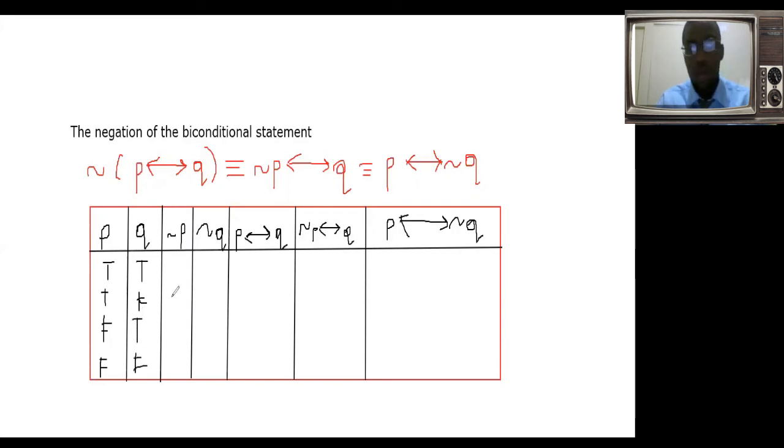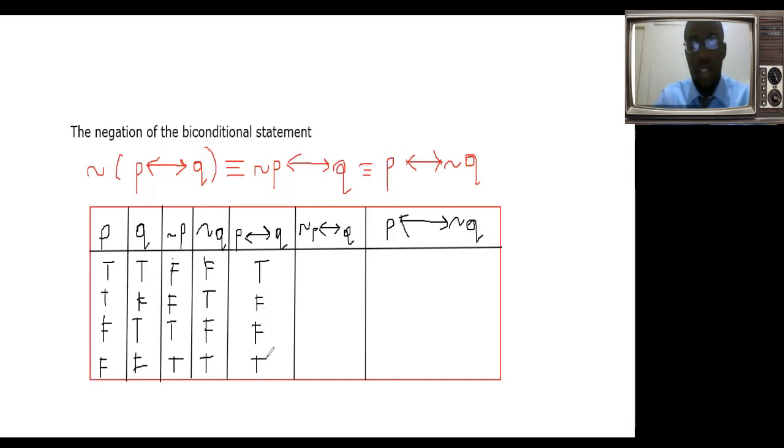And then we want not P, and not P is going to be false, false, then the negation of false is true, true. Then not Q is the negation of Q, which is false, true, false, true. And then P if and only if Q, the biconditional statement. Remember, we just looked at the truth table where it is true, false, false, true.